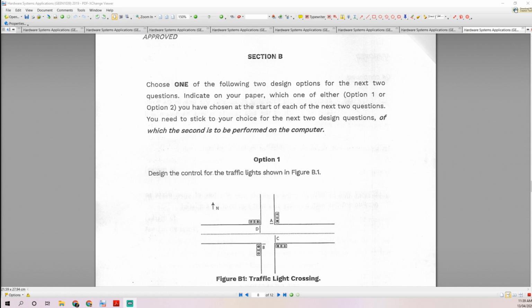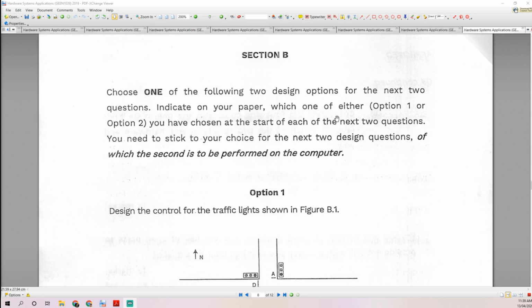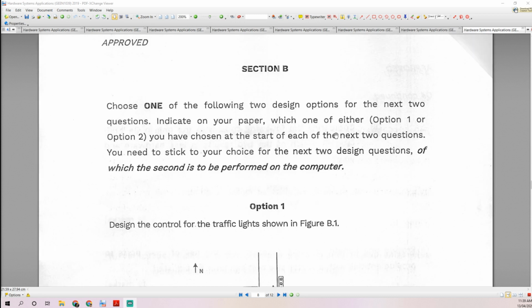In this video, we will be covering section B of the paper. I decided to split it into another video so that the previous video wouldn't get too long, and we can isolate this section of the paper because it's quite a lot that we need to do. Alright, so before we look at the questions themselves, let's take a look at the instructions and how we approach this section of the paper.